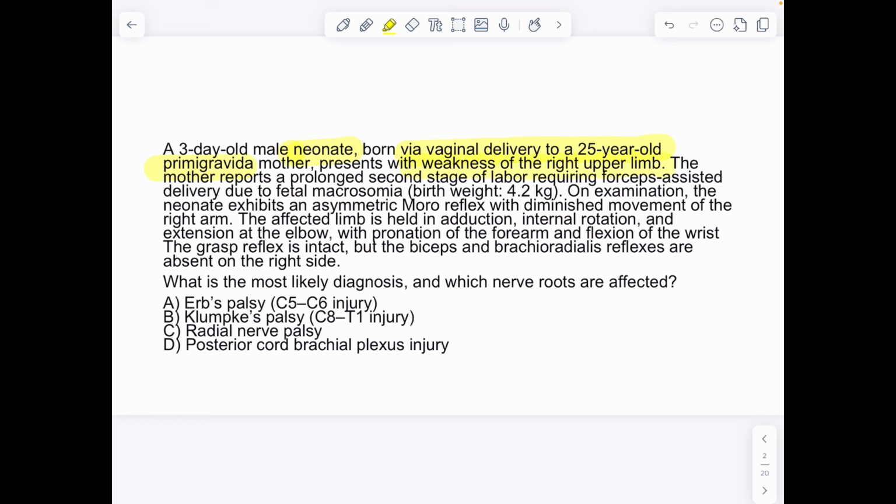So you see, whenever there is a nerve injury associated with the complications related to the pregnancy, as we are going to witness in the question further, like the mother reports a prolonged second stage of labor requiring forceps assisted delivery due to fetal macrosomia. So there is always a possibility that the shoulder might get stuck under the pubis of the mother, and you know that it is found to be associated with the shoulder dystocia.